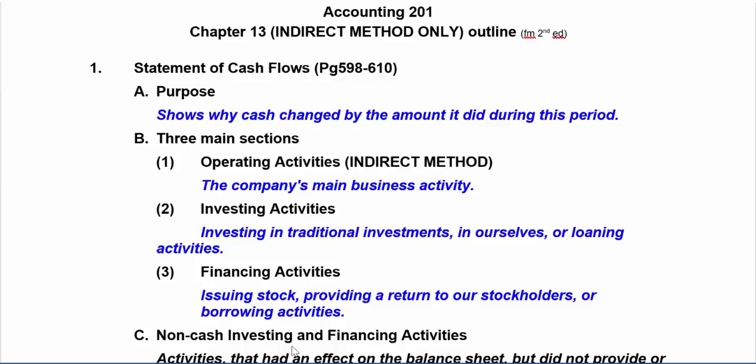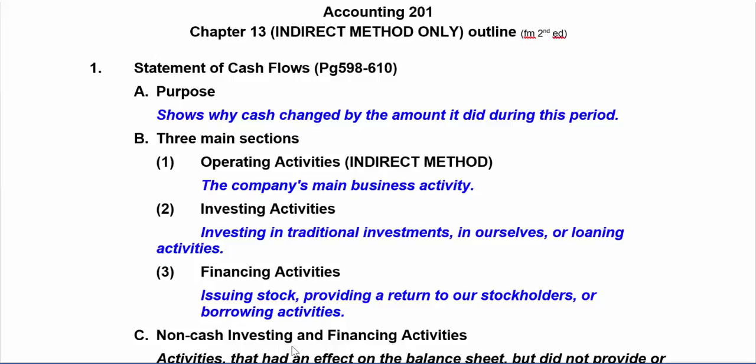You notice that our original financial statements that we've learned to produce since Chapter 1 are based on the accrual basis. So that means revenue is recorded when it's earned and expenses are recorded when they're incurred, regardless of what happens to cash. Well, the statement of cash flows is all about cash.